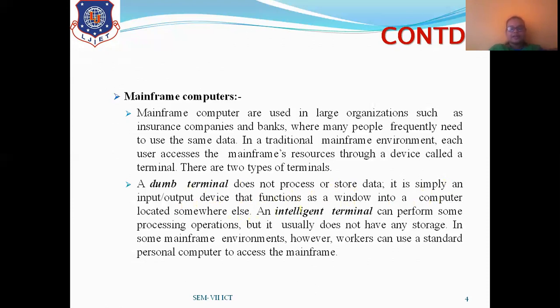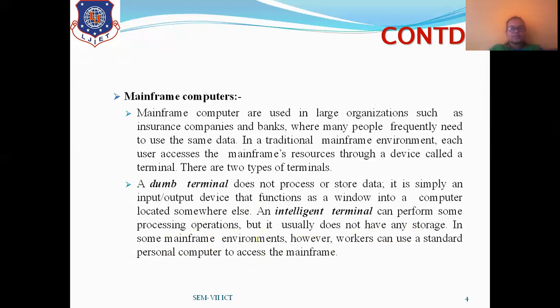Now, the second terminal, the intelligent terminal. An intelligent terminal can process some information or perform operations on that server data, but it does not change the original data. It usually does not have any storage. In mainframe environments, however, workers can use a standard personal computer to access the mainframe.